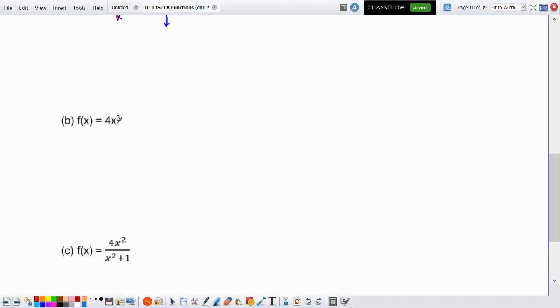F of x equal to 4x cubed. This is not a rational function. X cubed is a little bit easier. X cubed looks like this. You don't have to sketch the graph, but you should know that cubic functions are increasing without bound, decreasing without bound. How do we write the limit statement?